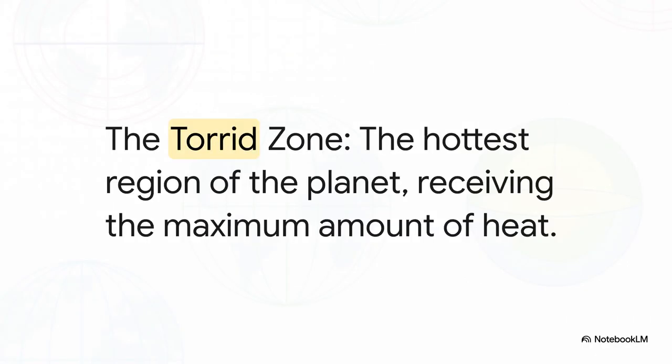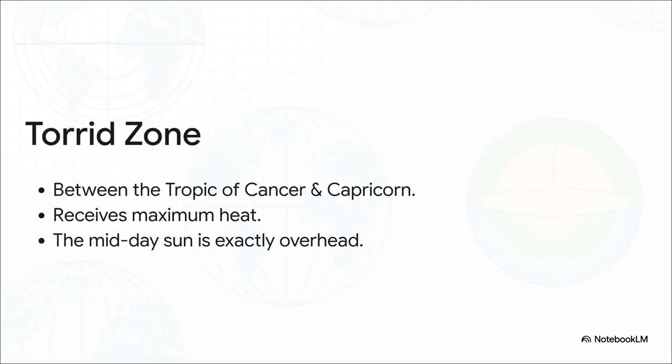climate. Let's start smack dab in the middle, in the hottest region of the planet. This is known as the Torrid zone. So the Torrid zone is basically everything sandwiched between the Tropic of Cancer and the Tropic of Capricorn. Because of that tilt in the Earth's axis we talked about, this is the part of the planet that gets the most direct, intense sunlight all year long. We're talking the sun is literally right over your head at noon at least once a year. And that's why this area gets the absolute maximum amount of heat.